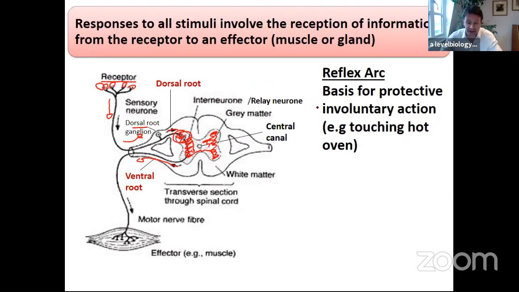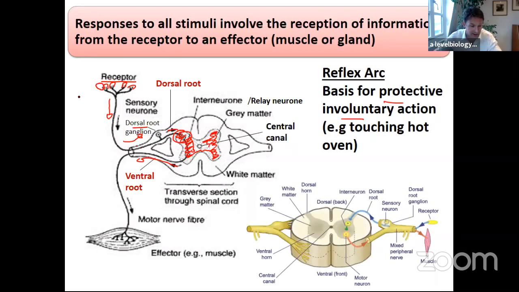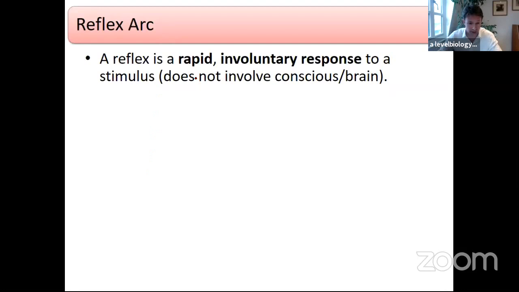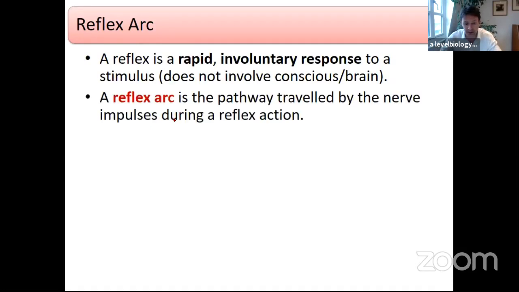So here's our reflex arc. Remember, a reflex arc is a protective and involuntary action. And the reflex arc consists of something coming from a sensory neuron, going through the relay neuron, and then out through the motor neuron through the ventral root. So a rapid involuntary response doesn't involve the brain.